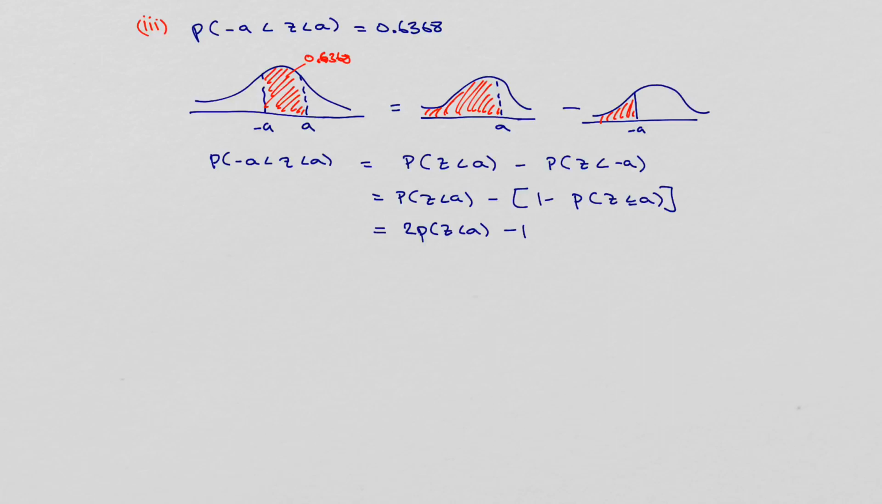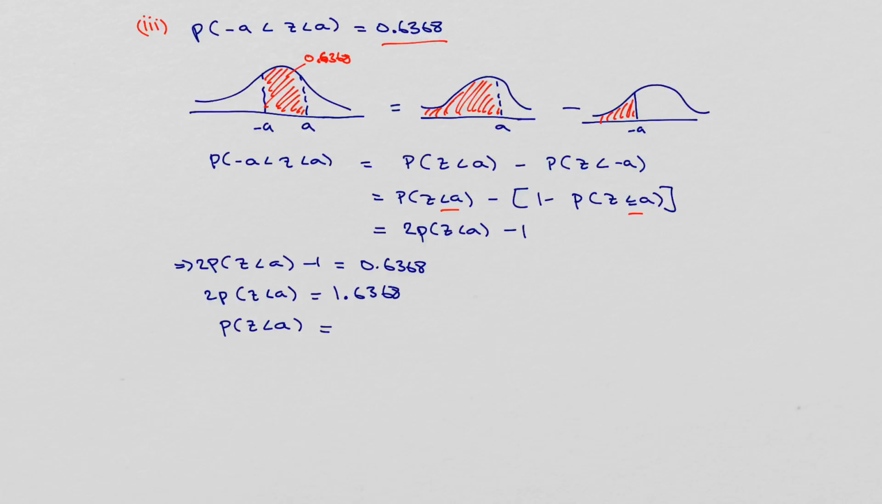minus 1. And as I said earlier, the less than and the less than or equal to, there's no difference between them because it's negligibly small. So therefore, this must be equal to the probability that I was given at the start, which is 0.6368. So what we want to do is get the probability that Z is less than A on its own. If I bring 1 over to the right hand side, I'm going to get 1 plus 0.6368. And then if I divide across by 2, I'm now left with something that I can work with.